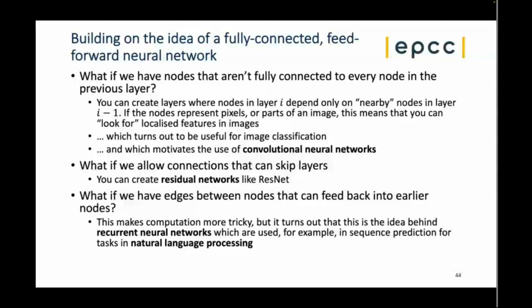So these are variations on the architectures where you have your links, how many of them you have, whether they skip layers, whether they go backwards. But the principles behind forward propagation and backward propagation and the training of all of these models with the derivatives is the same in all of these cases. So once you've got the idea of doing forward propagation to calculate values and backward propagation to calculate derivatives, that holds true for CNNs, for residual networks, and for recurrent neural networks as well.